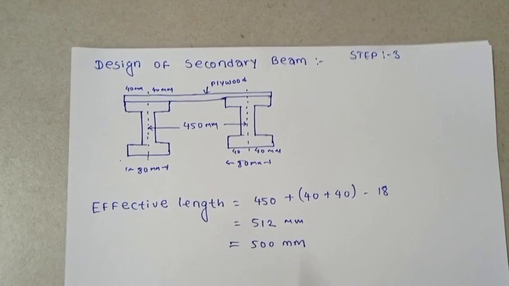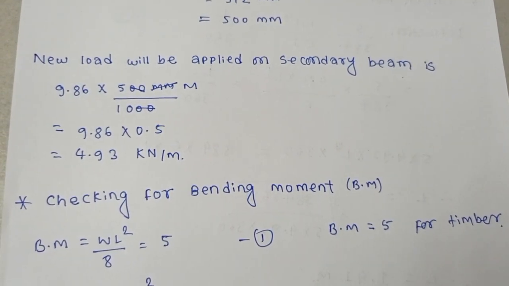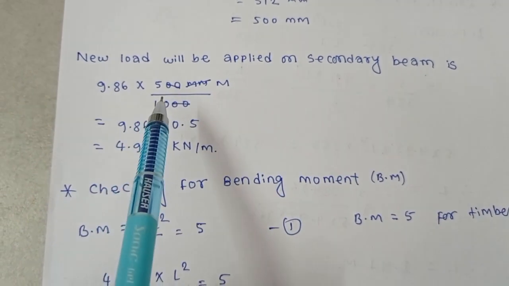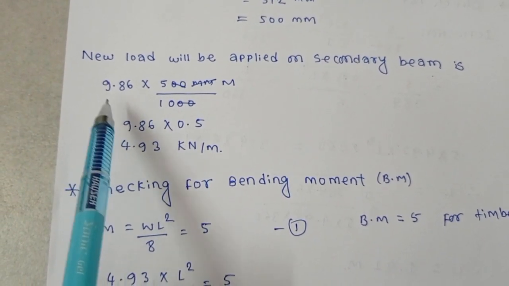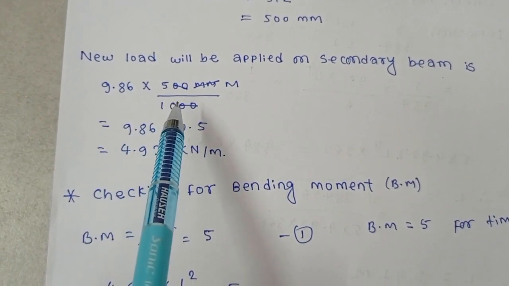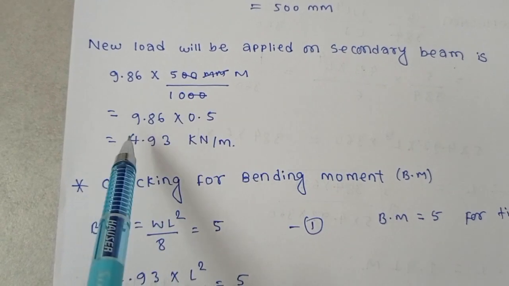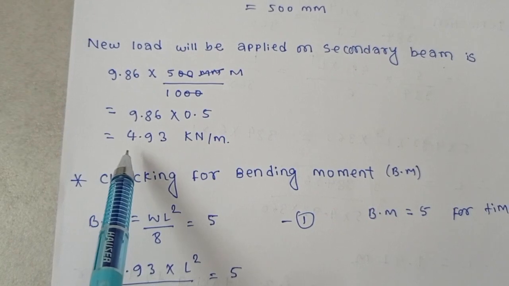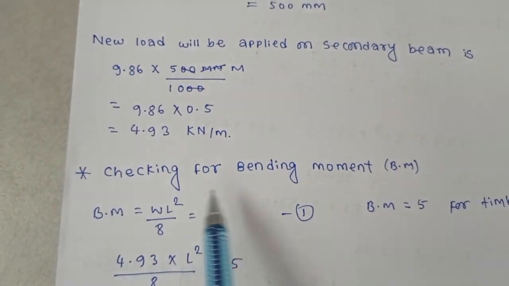Next, the new load that will be applied on the secondary beam is 9.86 into 500 mm, converted into meter. In the previous load it was 9.86, and the effective load will be only for 500 mm. So 9.86 into 0.5 meter, which is 4.93 kilonewton per meter. Next, checking for bending moment.